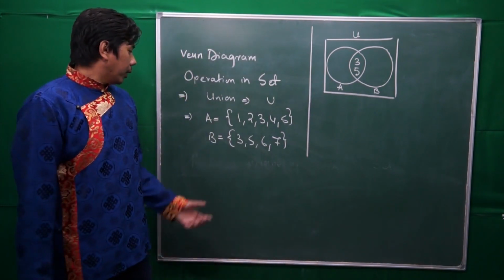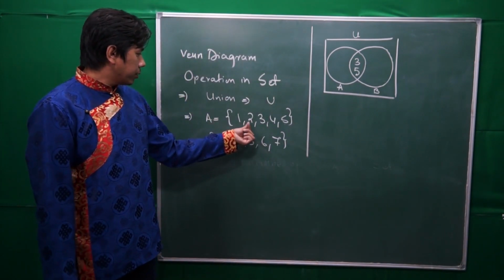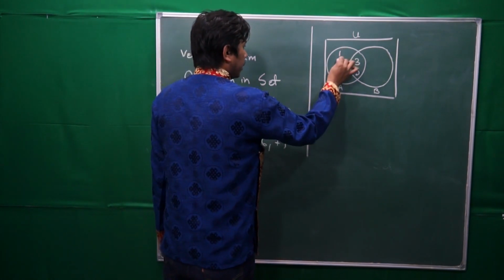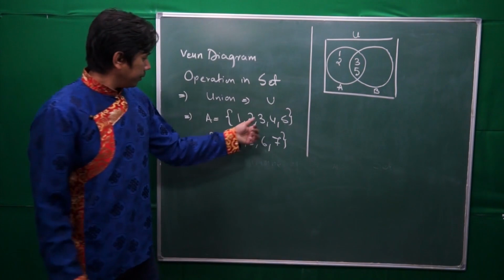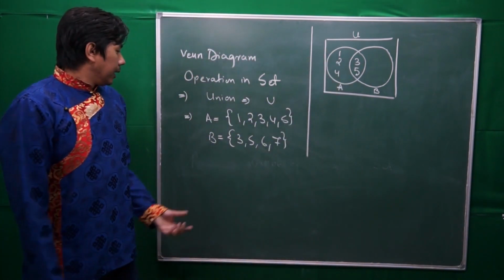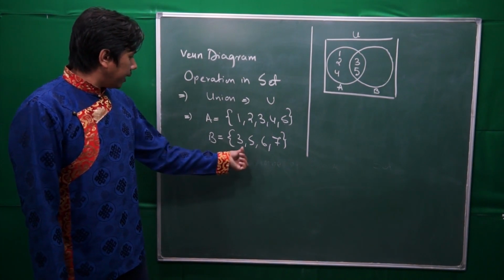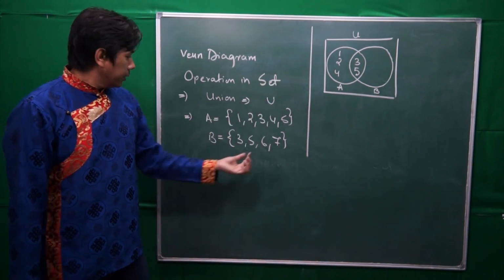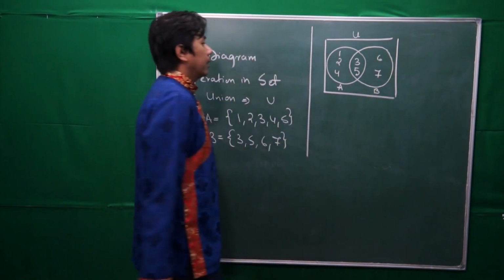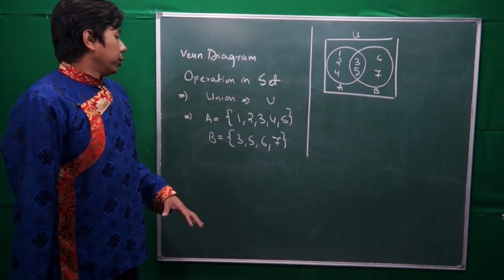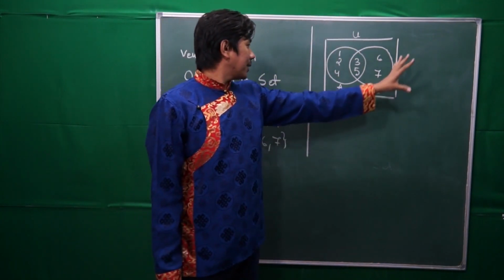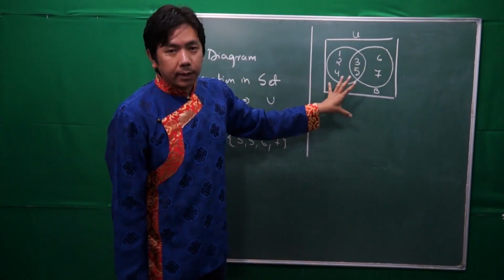Now what is left in set A? 1, 2 and 3. 3 is done. 4. So 1, 2, 4. Next, in set B, we have 3 and 5, which have been written. So 6 and 7. Now the universal set U shows us the sets A and B all together.